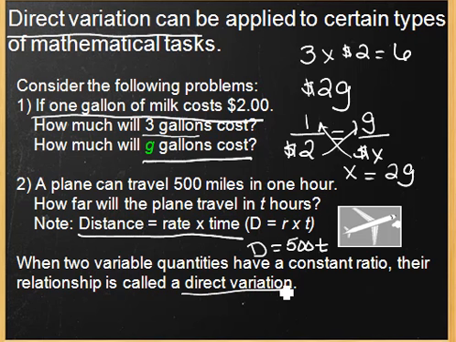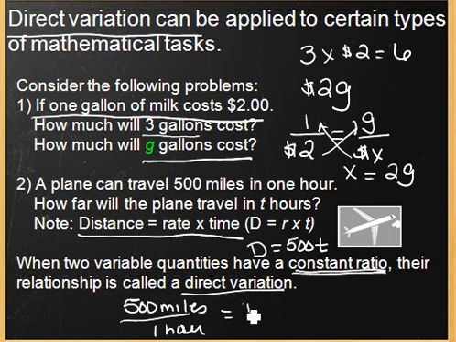Again, in this direct variation, we have two variables related by a constant ratio, where as one increases, the other increases by a fixed amount. Therefore, we could see that if we wanted to know how long it would take a plane to go 1,000 miles, we could rewrite it: 500 miles in 1 hour is equivalent to 1,000 miles in t hours. Solving for t, we can see that t has to be 2 hours.